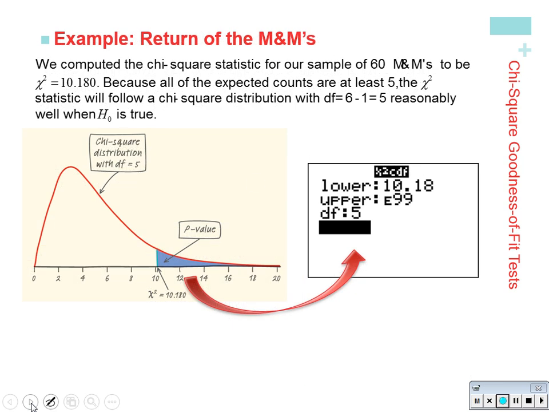for whether you're going to reject or fail to reject the null hypothesis. So we computed the chi-square statistic for the sample of 60 M&Ms to be 10.18. And because all the expected counts are at least 5, the chi-square statistic will follow a chi-square distribution where the number of degrees of freedom in this case would be categories minus 1, which is 5. And here's a screenshot of the chi-square CDF. If we did the chi-square CDF from 10.18 to E99, here's the visual illustration of what that looks like from a graphical standpoint.